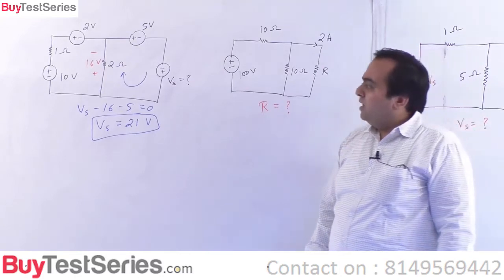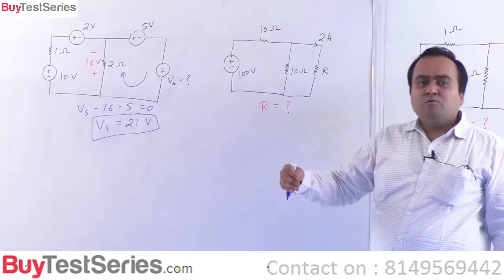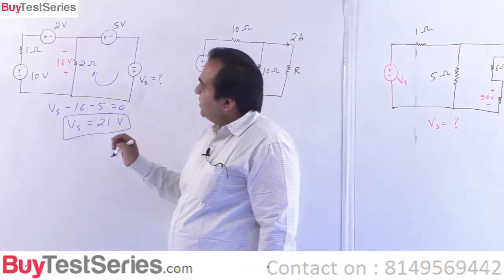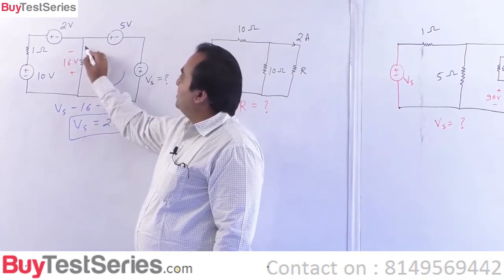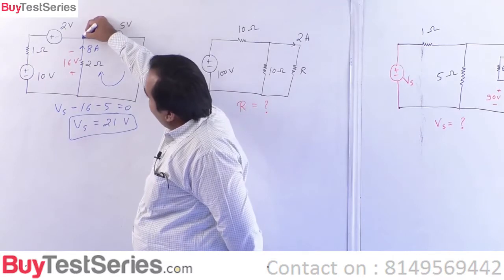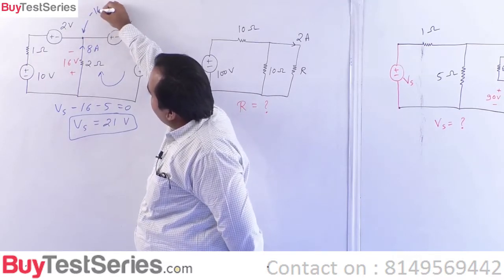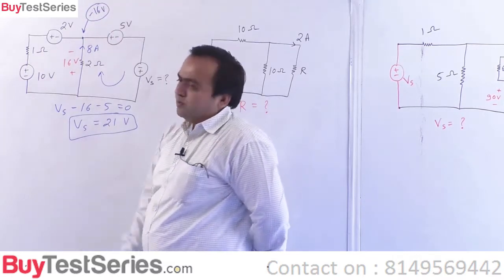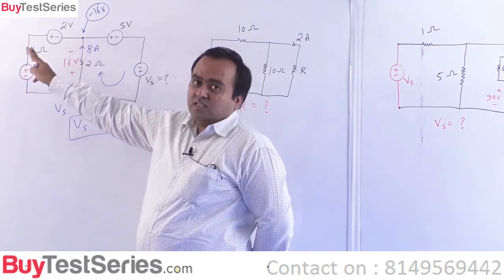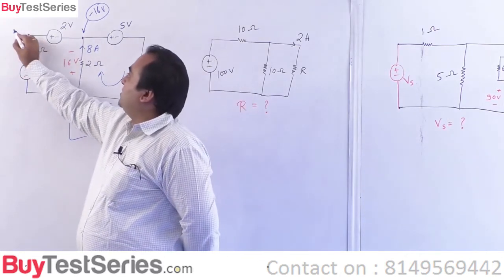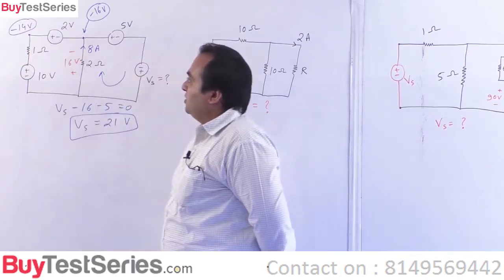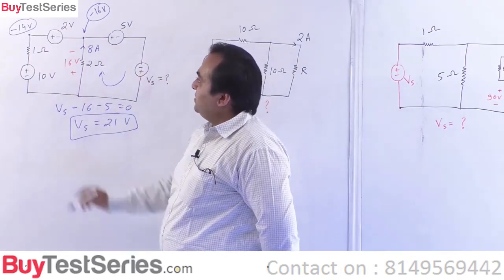Is this okay? Now the question finishes here, but we can find some more things beyond this. See, if this is 16 volt, this is 2 ohms, then this has to be 8 amperes. This voltage anyway is minus 16 volts. If this is minus 16, and 2 more, minus 16 plus 2 times 8 is... this is minus 14 volts. Is this okay? This is minus 14.